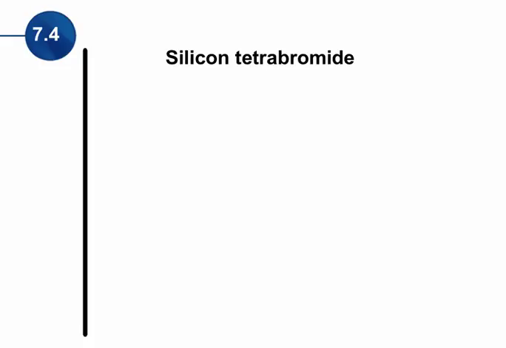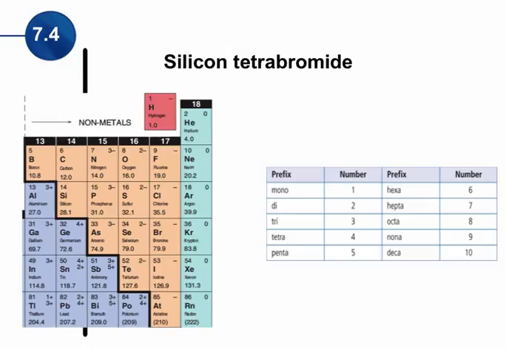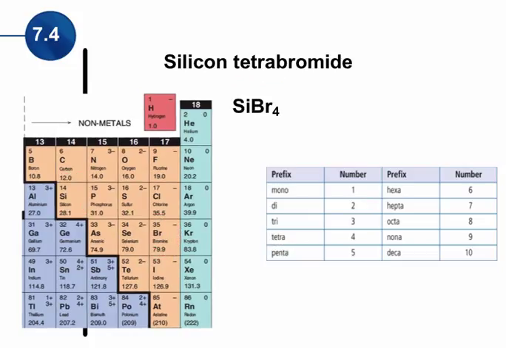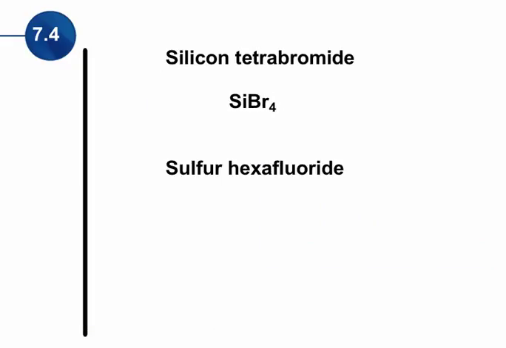So let's try this if we have the name and we're trying to write the formula. Silicon tetrabromide. Again, periodic table. We find silicon on the periodic table. There it is right there. Bromide is Br right there. And if we have the name, now we can work backwards to write the formula. The tetra tells us we have 4 bromine, and our chemical formula then is SiBr4, silicon tetrabromide.